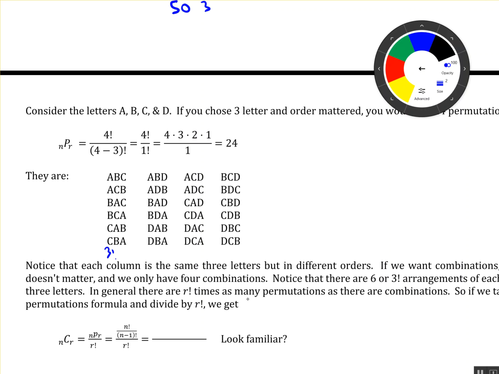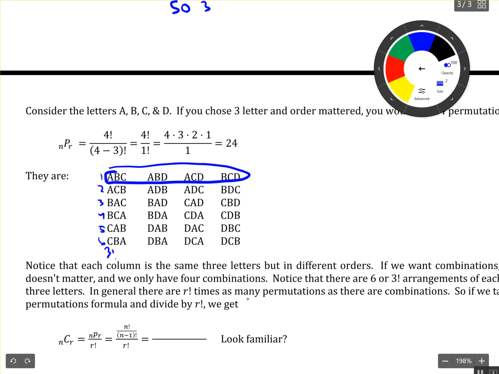What's 3 factorial? That's 6. And that's how, again, 1, 2, 3, 4, 5, 6. So there are 6 different ways of reordering the same 3 letters. So if order doesn't matter and we want to get back to just these 4 different groups I could have, if I'm using combinations, then I would just divide by 6 or 3 factorial.